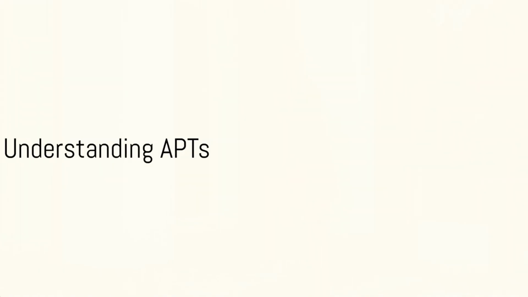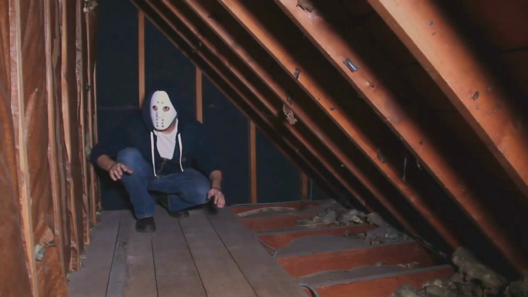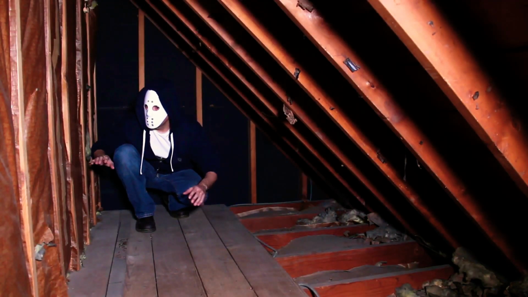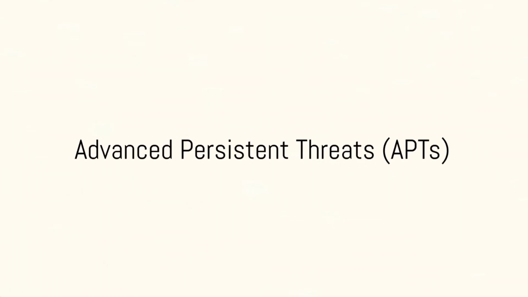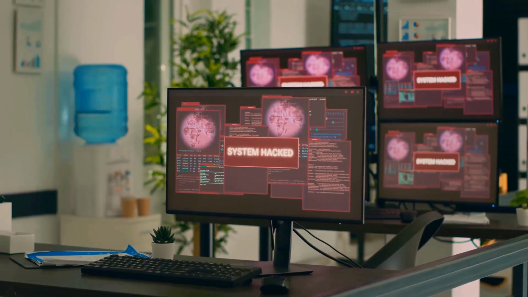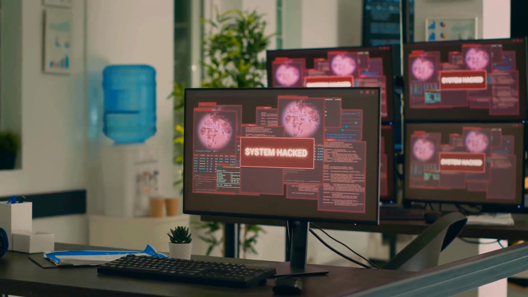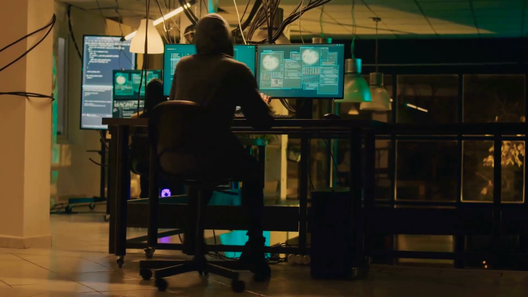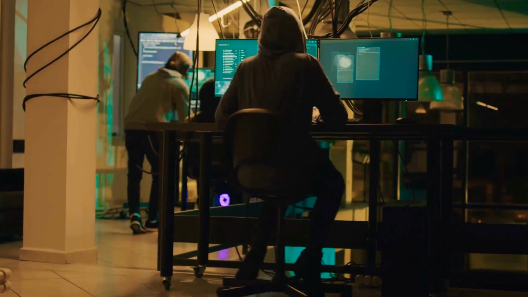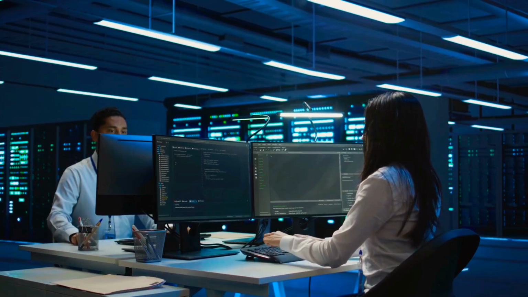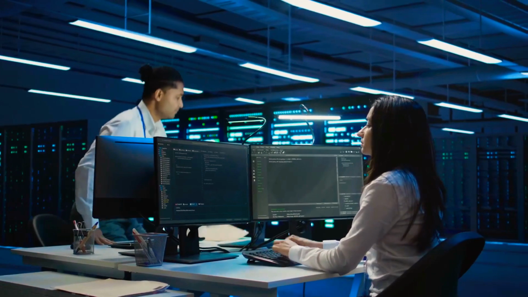Imagine a thief who doesn't break the window or trip the alarm. Instead, he sneaks in, hides in the attic, and silently watches your every move for months. This is the nature of Advanced Persistent Threats, or APTs, a stealthy, prolonged cyber attack where the attacker gains unauthorized access to a network and remains undetected for a long time. Unlike smash-and-grab cybercriminals, APT actors are patient, strategic, and highly skilled. And for anyone, understanding APTs is crucial.